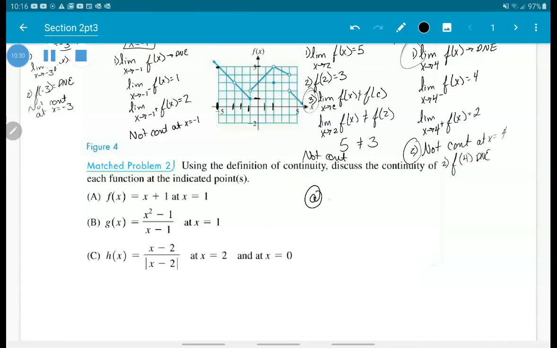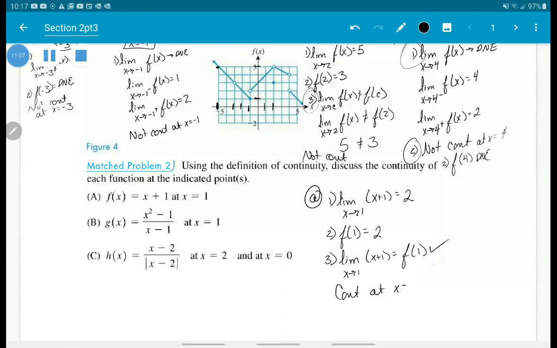To test the definition of continuity, we have to look at three things. The limit, in this case, as x approaches 1, of the function x plus 1. So if we were to evaluate that limit, we're going to get 2. Then we have to look at f of 1. F of 1 is equal to 2. And 3 is asking, is the limit as x approaches 1 of the function equal to the function evaluated? And in this case, it is. So we would say this is continuous at x equals 1. I'm going to say therefore, so those 3 dots means therefore.